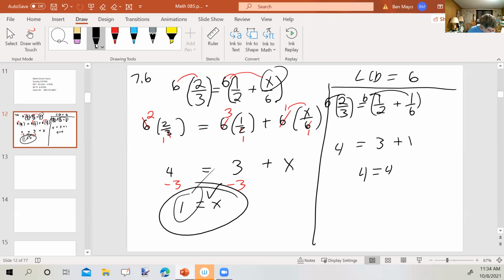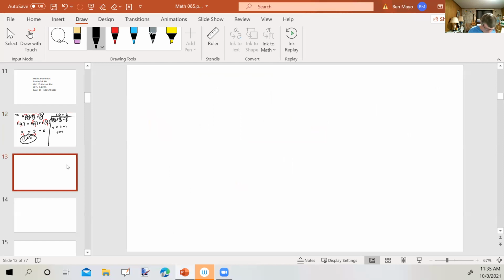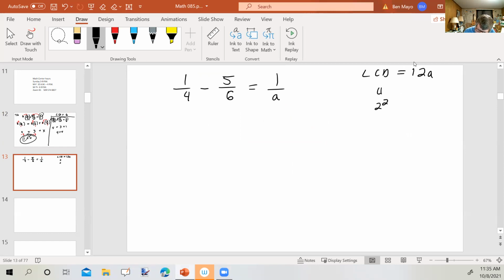All right, let's take a look at another example. We have 1/4 minus 5/6 equals 1 divided by a. So our least common denominator would be 12a, because 4 is 2 squared, 6 is 2 times 3, and a is just a. So we need two 2s, a 3, and an a. So that's where we're getting 12a as our least common denominator.